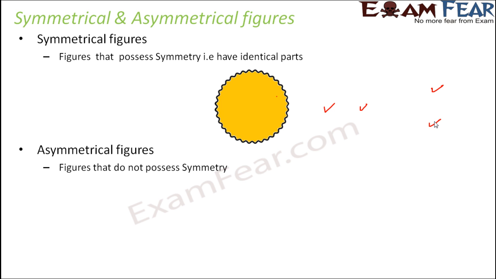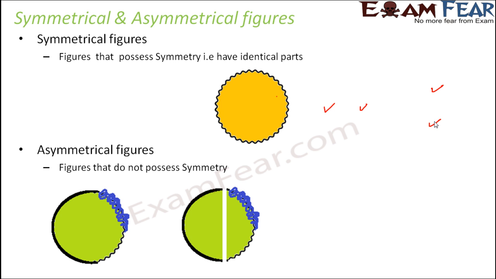Now what about asymmetrical figures? They do not possess symmetry. If you look at this particular figure, it is a similar figure but not exactly the same. If I think of this line, do you think that this line acts as an axis of symmetry? No, because this half and this half are not exactly identical. The boundary of this half is curved and the boundary of this half is smooth, so they will never overlap each other completely. So this is an example of an asymmetrical figure.